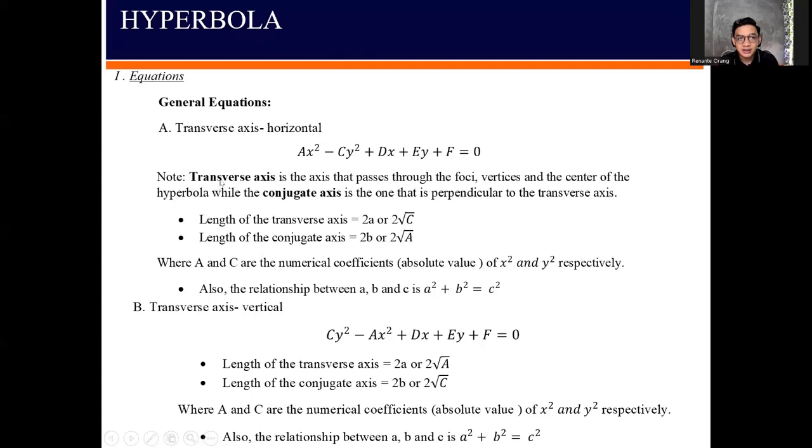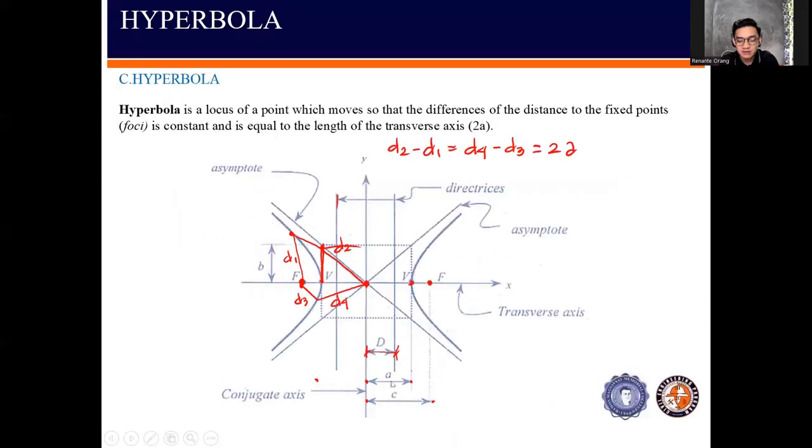Take note that the transverse axis is the axis that passes through the foci, vertices, and the center of the hyperbola, while the conjugate axis is the one that is perpendicular to the transverse axis. So, for example, no, if we need to find the length of our transverse axis, that is 2a, or that is 2 the square root of c. So, this is our transverse axis. Ayan siya, si A. Ito na measurement, 2a, kumbaga. So, vertex papuntang another vertex.